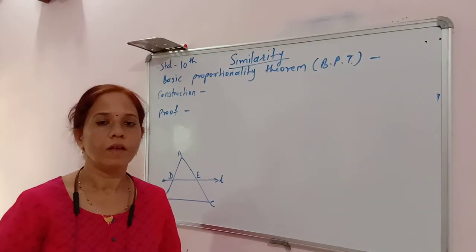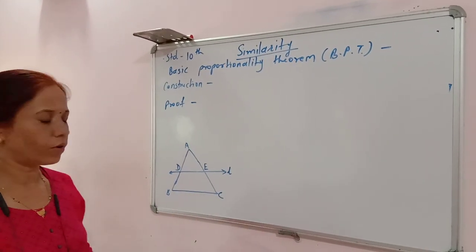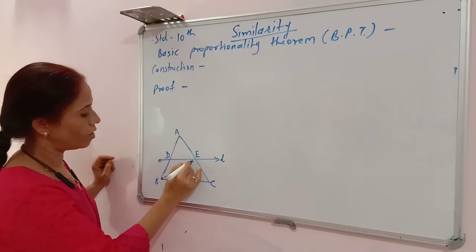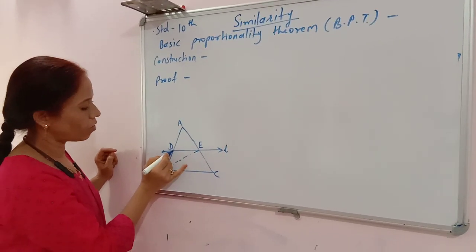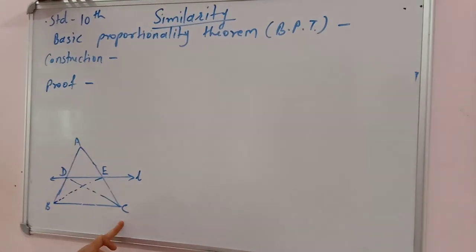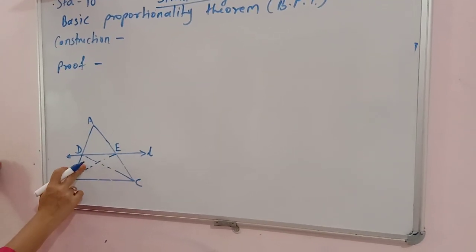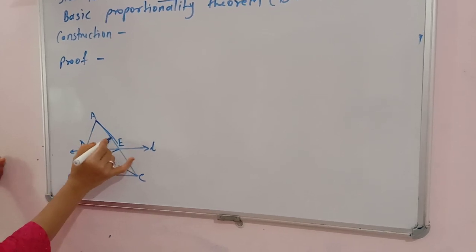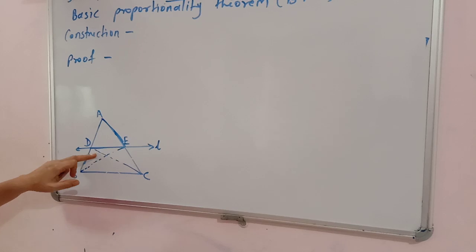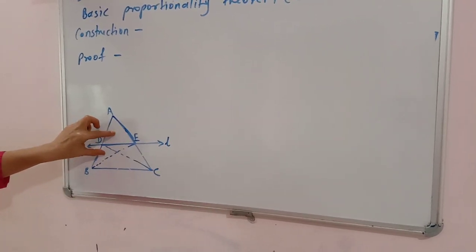Now to prove this theorem, we have to do some construction. What is that construction? Join these two points B and E and draw segment BE. Again join points D and C and draw a segment DC. Now we get some triangles here. This is one triangle ADE, and this is another triangle BDE.